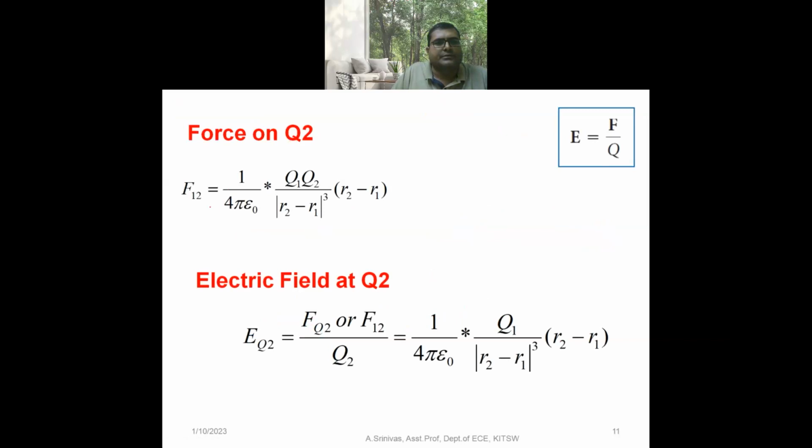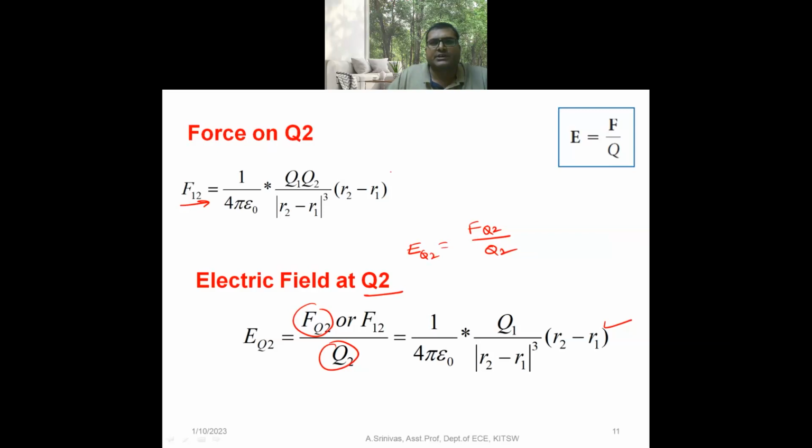The force on Q2, that is 1 by 4 pi epsilon naught Q1 Q2 by modulus of R2 minus R1 cube, times R2 minus R1. What we require is you are supposed to calculate the field at Q2. To determine the field at Q2, you are supposed to calculate the force at Q2 divided by the charge at that point, that is force at Q2 divided by Q2. The force at Q2 divided by Q2 will give this equation.